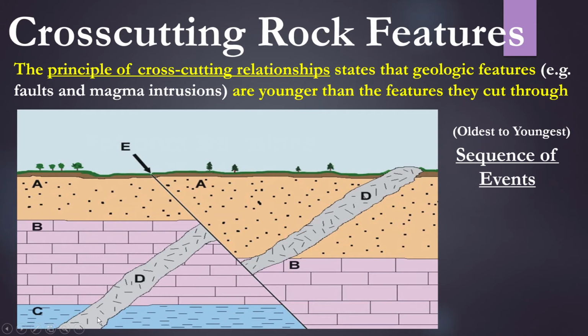D comes later, and we know that because it cross-cuts C, B, and A. So D has to be next. That's the next thing that happened. And like we said before, E crosses everything. It's part of cross-cutting relationships, so it must be the youngest thing. So in order from oldest to youngest, C, B, A, intrusion, D. This is a magma intrusion. Liquid rock was injected in and it froze in place.